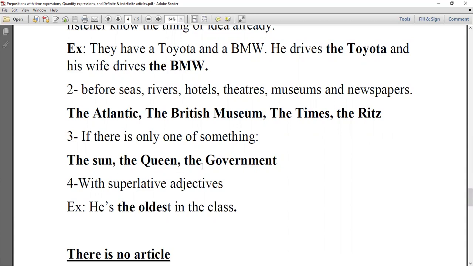Okay. The government أيضا الحكومة التي تحكم البلدان. لا توجد هناك حكومتان فقط حكومة واحدة. So we will say the government. Okay. So نستخدم أداة التعريف the إذا كان هناك شيء واحد أو مثال واحد عن شيء معين. Right? نستخدمها أيضا with superlative adjectives مع صفات التفضيل اللي راح تأتينا إن شاء الله في اليونت السادس. He's the oldest in the class. Okay?